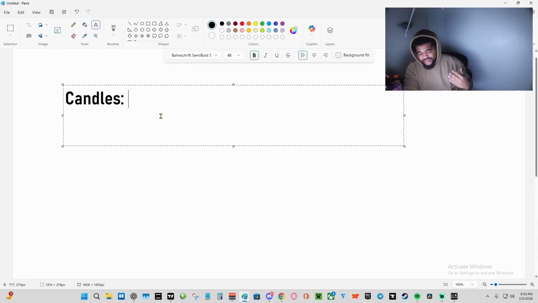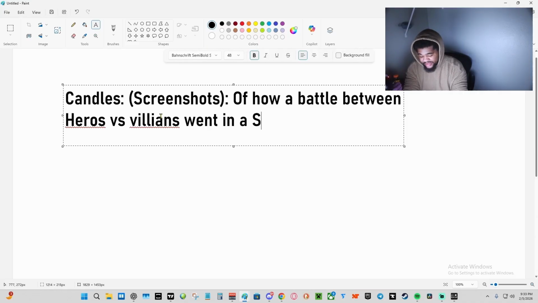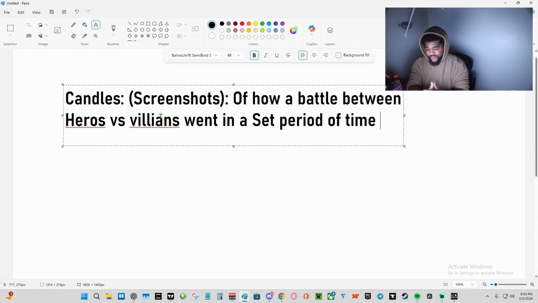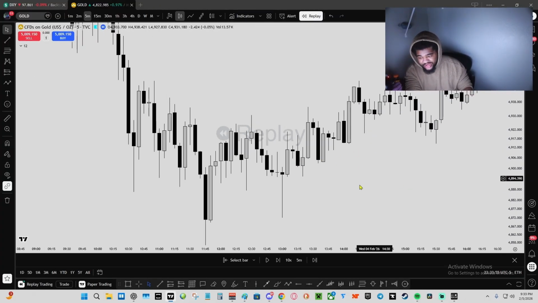And we talked about what candles are. We're not calling them candles over here, right? We're calling them screenshots. Candles are simply screenshots of how a battle between heroes versus villains went in a set period of time, okay? That is what the candles are. What are all these little candles on the chart?